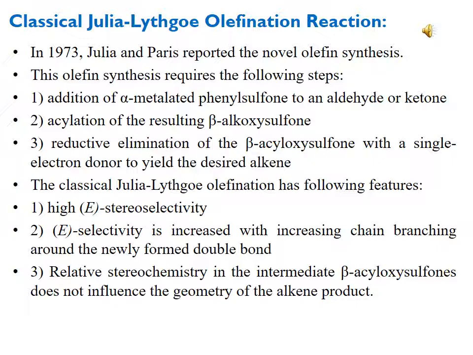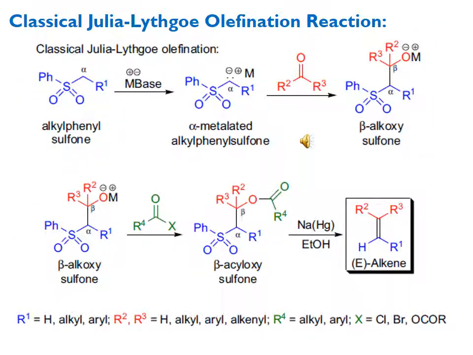And the third feature is that the relative stereochemistry in the intermediate, that is, the beta acyloxy sulfones, does not influence the geometry of the alkene product. That is, the geometry of the alkene product does not depend upon the stereochemistry of these species. The reason is that the last step of single electron transfer proceeds in such a way that we preferably get the E product and not the Z product.